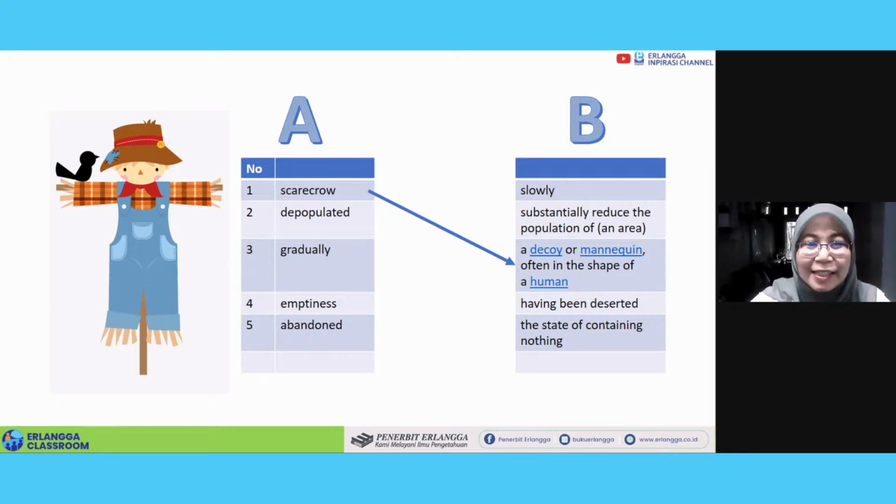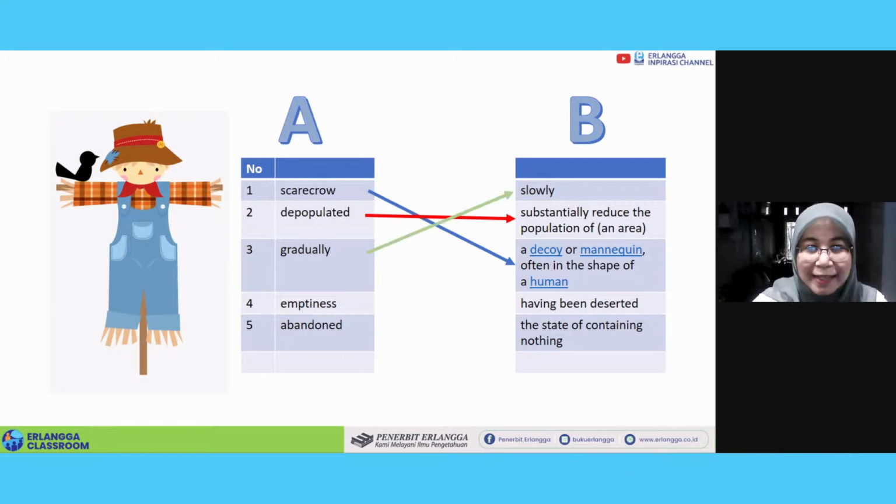And then we continue depopulated. Nah, kalian tahu populated pastinya kan ya? Populated, jadi penuh, padat. Kalau D berarti kan berkurang gitu ya penduduknya. Nah, pastilah kalian tahu nih. Substantially reduce. Nah, kata kuncinya reduce, berkurang ya, reduce. And then you also have the words gradually. Tadi pasti sudah ketemu ya, gradually itu perlahan-lahan. Okay, perlahan-lahan. So here we have the word slowly.